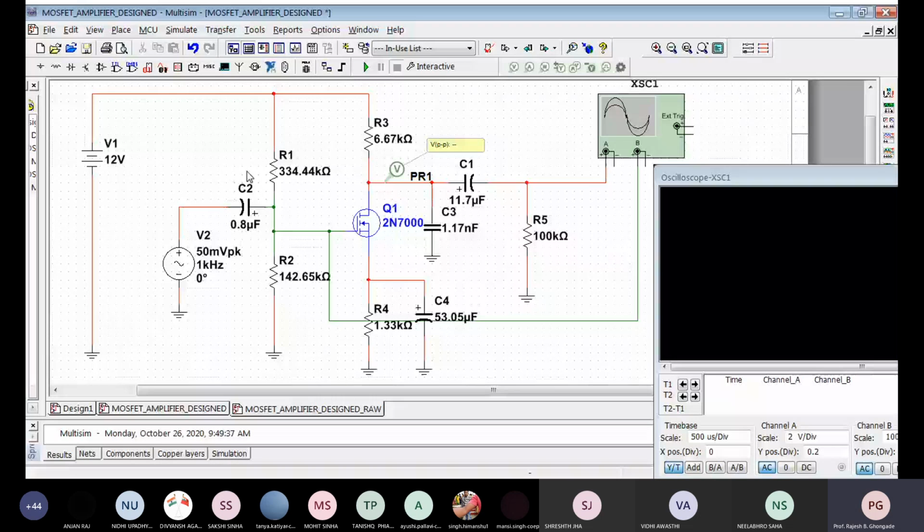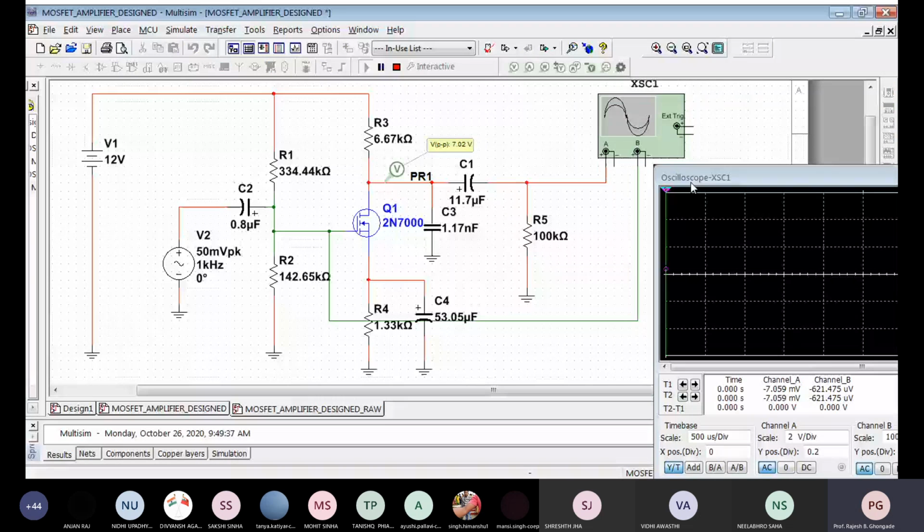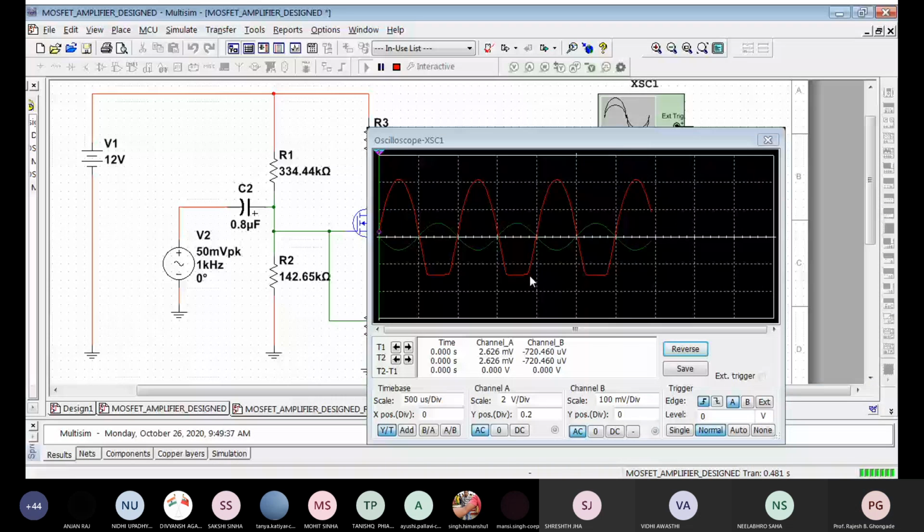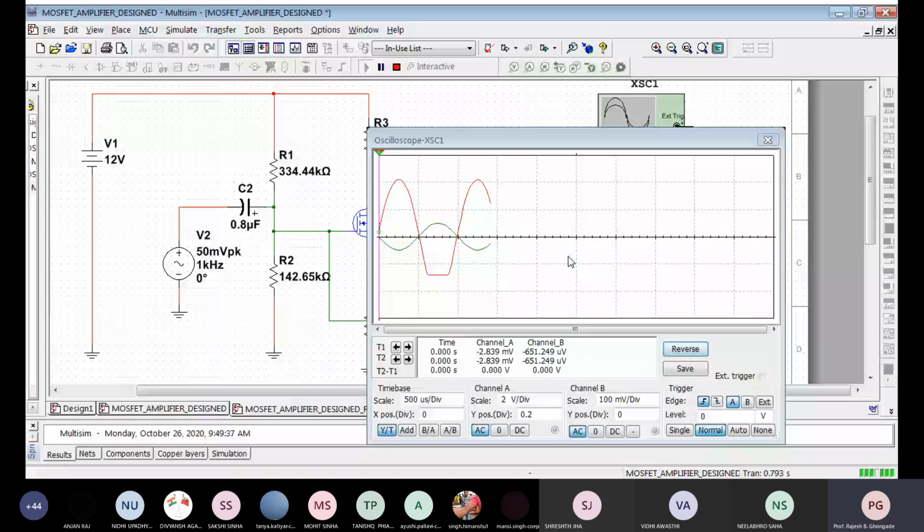So the very first thing that we are going to do is the transient analysis, or the interactive analysis, and we'll see what is the performance. Here you see something bad is going on. What has happened? There is a distortion here. Right? Yes, sir, there is a distortion.